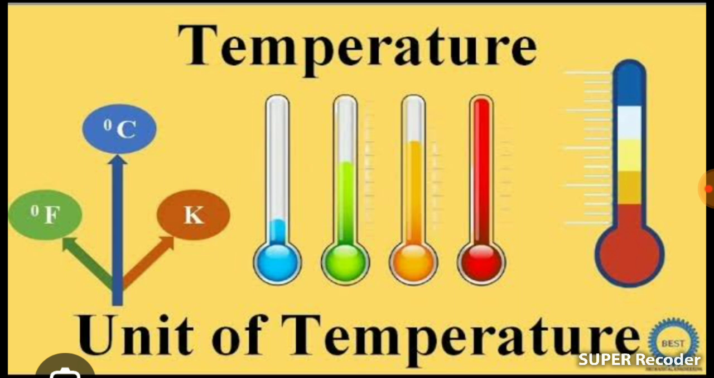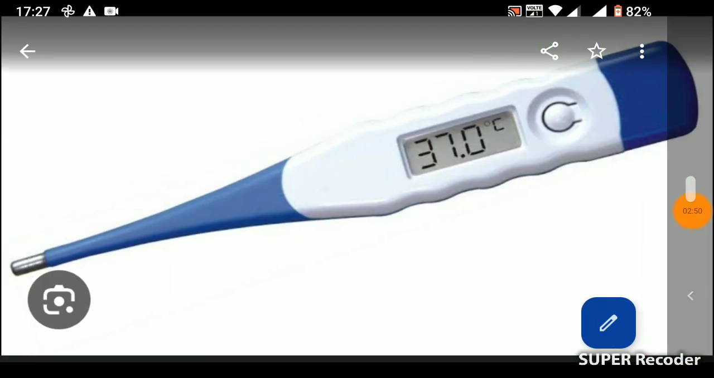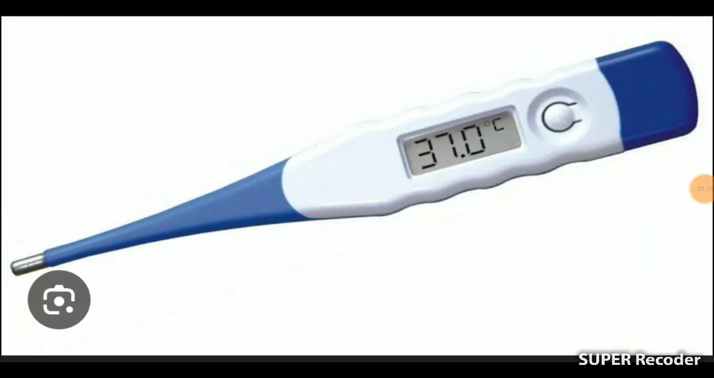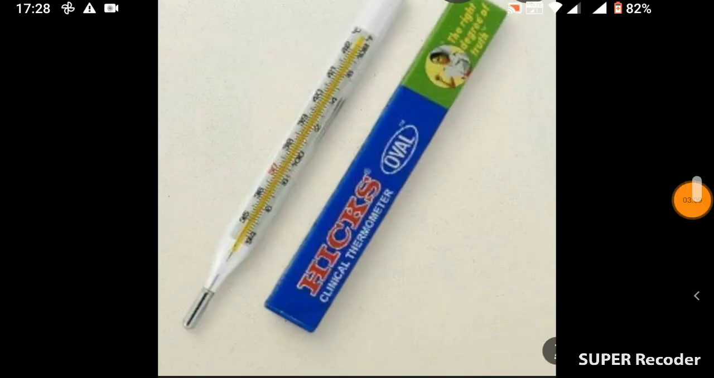Now we will study the measurement of temperature. You may have used a thermometer when someone in your family was down with fever. What is the purpose of using a thermometer when somebody has fever? So this is a thermometer, a digital thermometer. A person is said to have fever when the body temperature of that person is more than the normal day temperature. So this is a clinical thermometer.